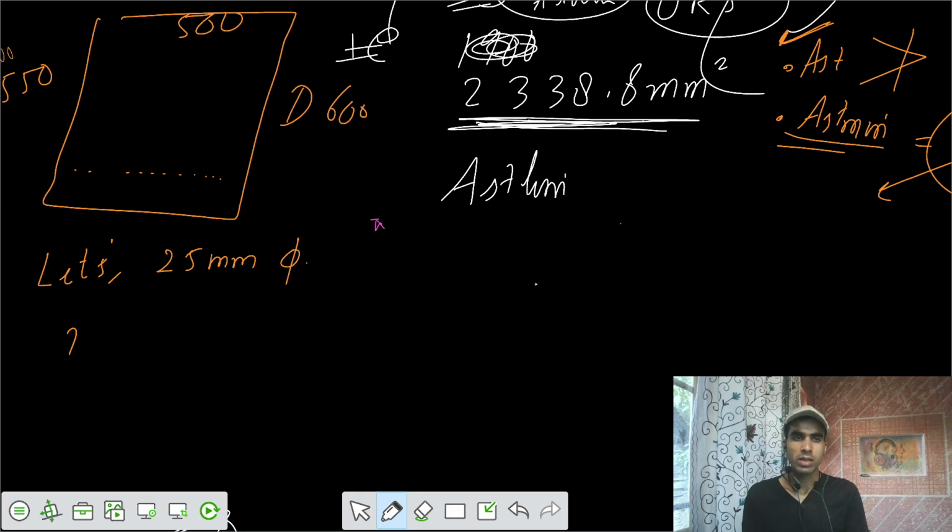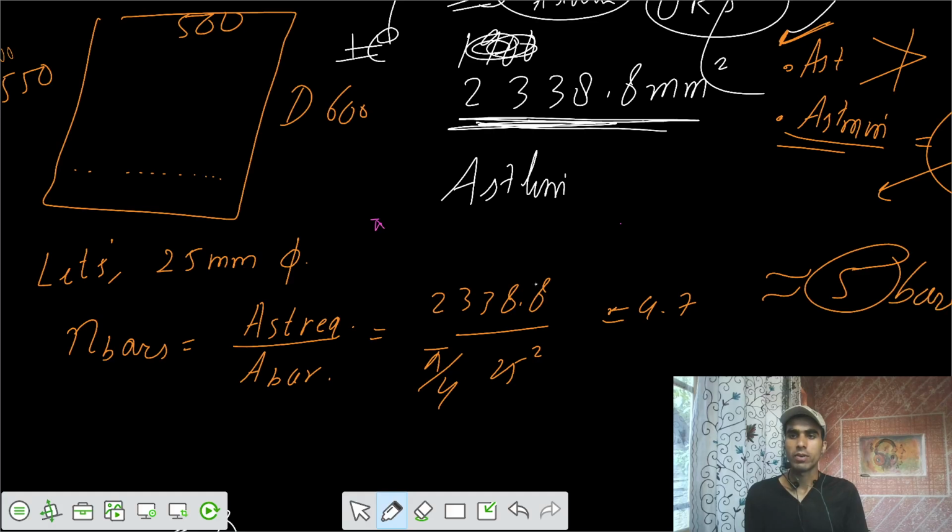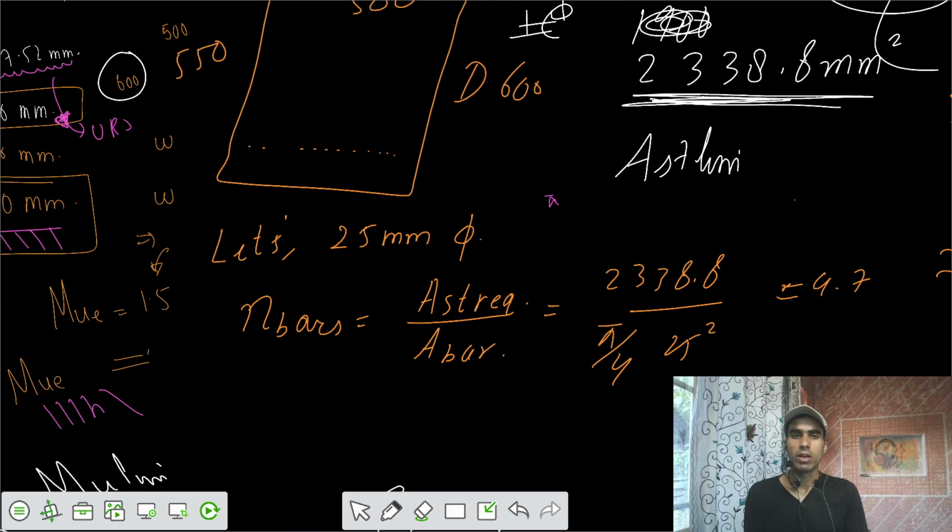And what is the number of bars we need? That is AST required divided by the area of one bar. So AST required is 2338.8 divided by the area of one bar, which would be pi by 4 times 25 square. That's almost equal to 4.7. So you have to take 5 bars.